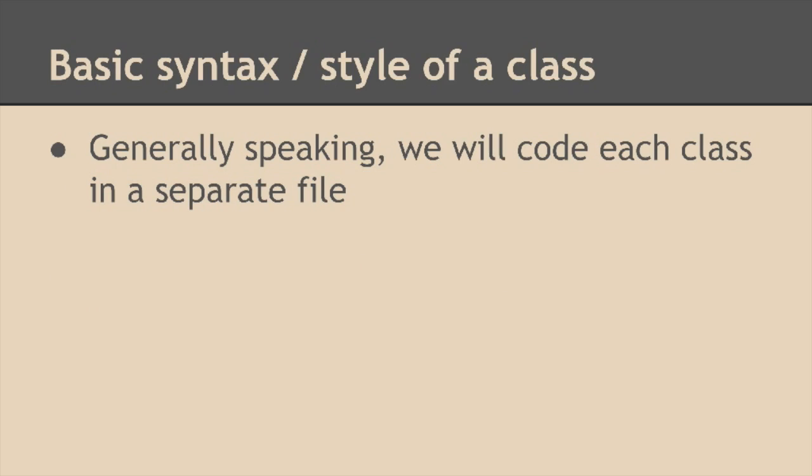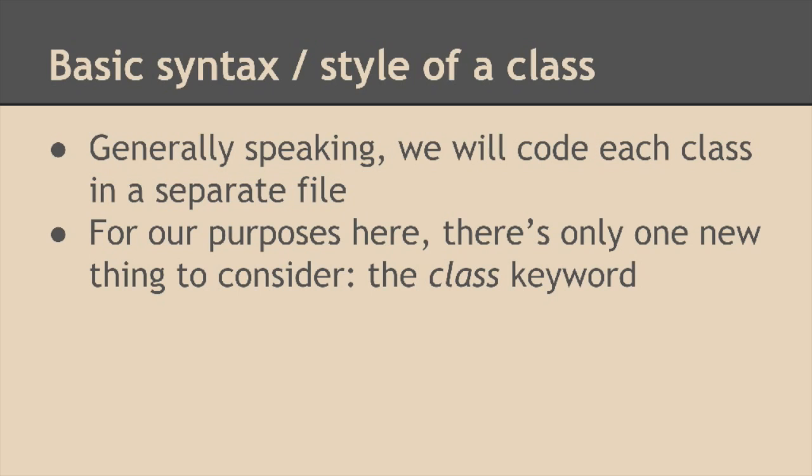Now, before we start on our example, let's start with a little bit of basic syntax and style. Generally speaking, we're going to code every class that we write in a separate file. We've been used to so far having a text file that we have our program in, the PDE file, and really what we'll be doing for another class is just having another file open at the same time, sort of like multiple tabs in a web browser or in a word processor.